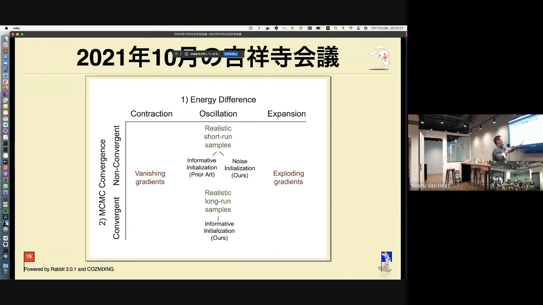And if you want to make your learning really successful, then there are some further technical details about how to do the initialization in order to make your learning converge. Yeah, that's the idea. Thank you.